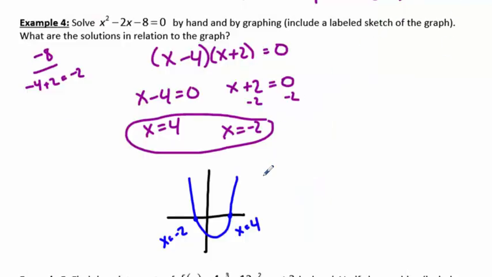So from the graph, you can come to the same two conclusions. These are the zeros, the places where the graph is equal to 0.